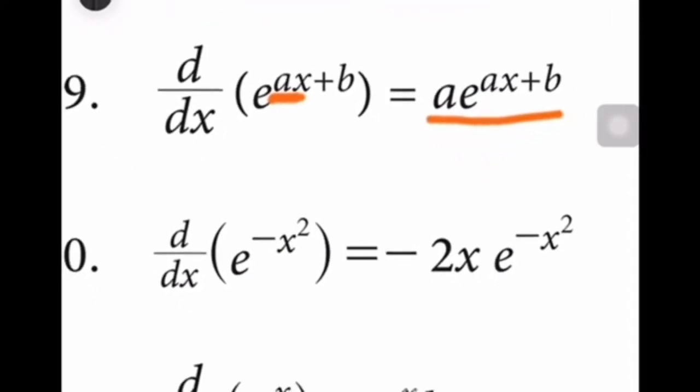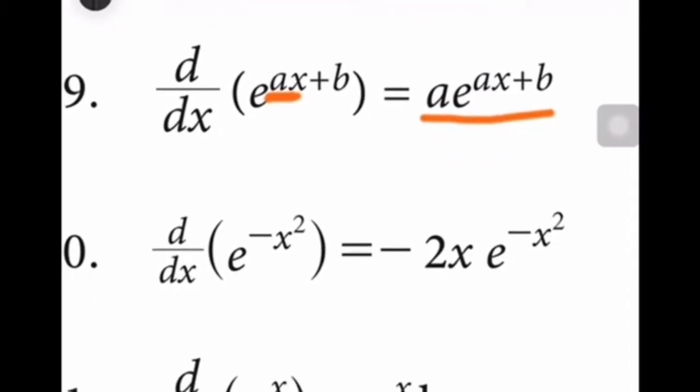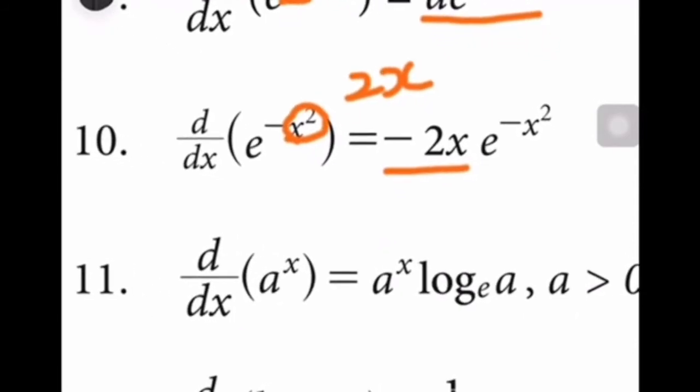e power minus x square. What is the derivative of x square? It is 2x, if you use the first result, n into x power n minus 1. But here minus is there. So, it is minus 2x e power minus x square.